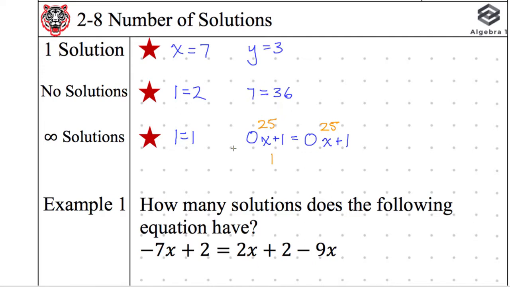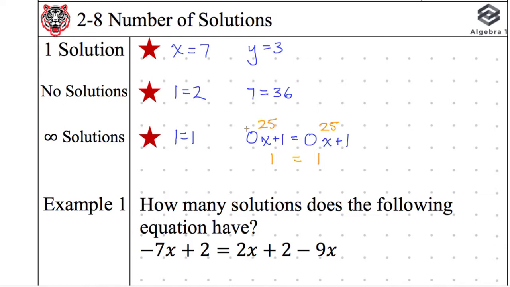0 times 25 is 0. 0 plus 1 is 1. So I have 1 on the left. And 0 times 25 is, shout it out. 0 plus 1 is? Monse's doing all of our heavy lifting. Thank you, Monse. 1 is equal to 1. That happened when I plugged in 25.